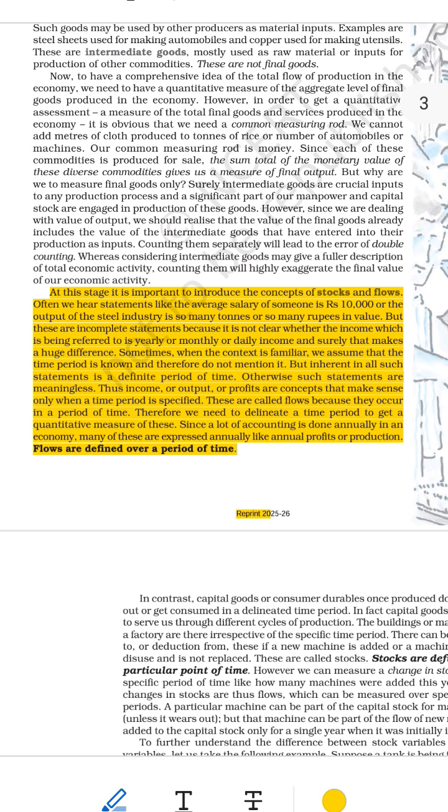But inherent in all such statements is a definite period of time. Otherwise, such statements are meaningless. If we don't say the time, it's not a complete idea. All flows need time to make sense. Thus, income or output or profits are concepts that make sense only when a time period is specified. Income needs time, per month or year. Output needs time, how many products per day or per year. Profits need time, profit in 1 month or 1 year. These are called flows because they occur in a period of time. Because they happen over time, we call them flows.